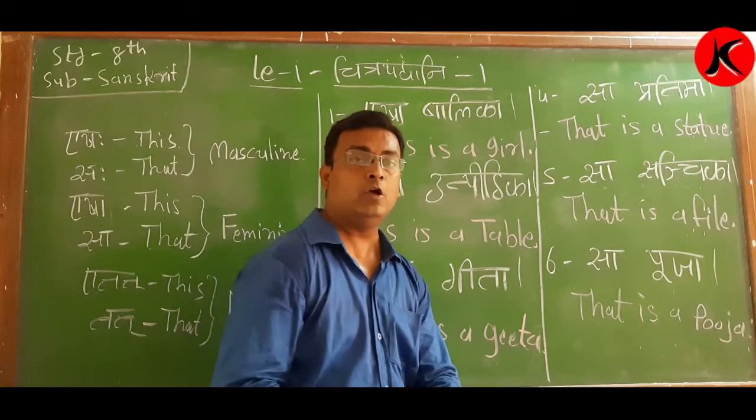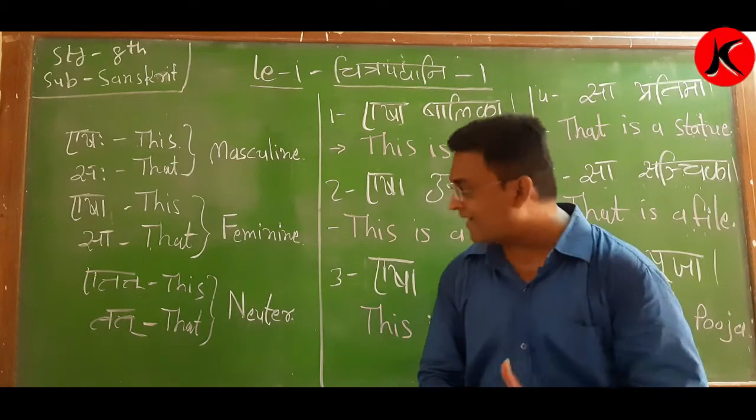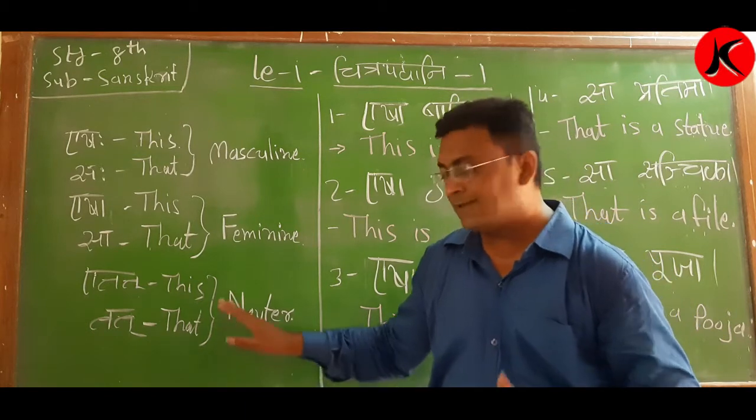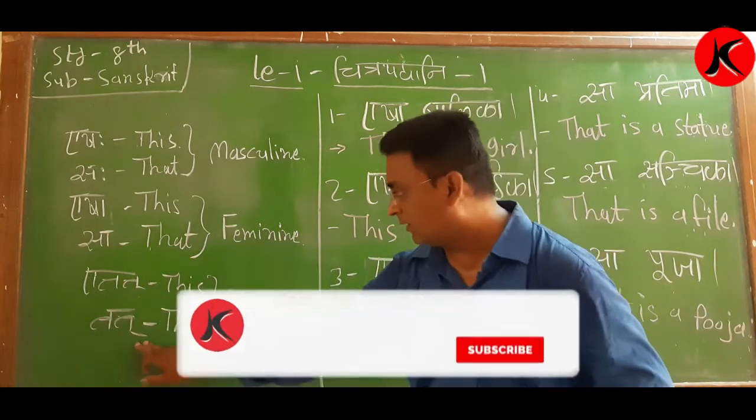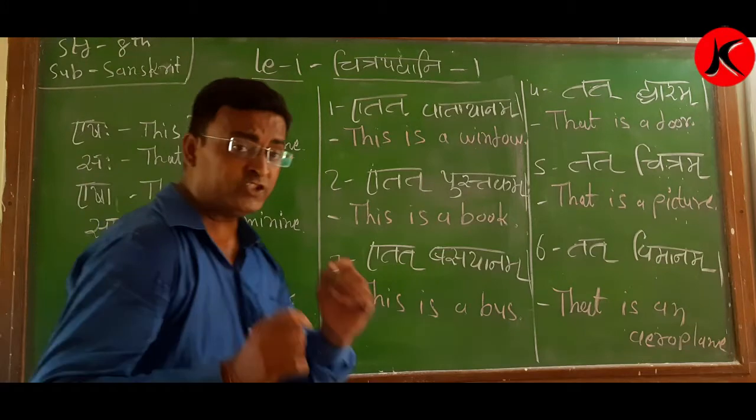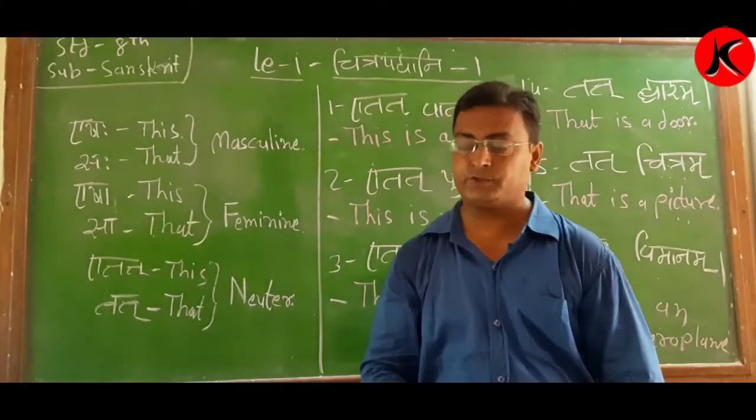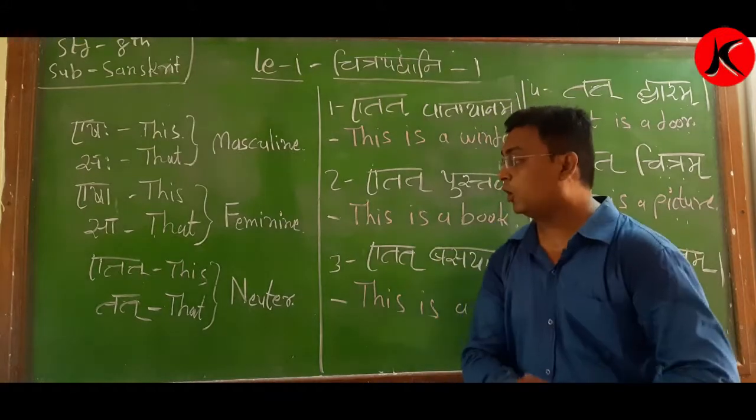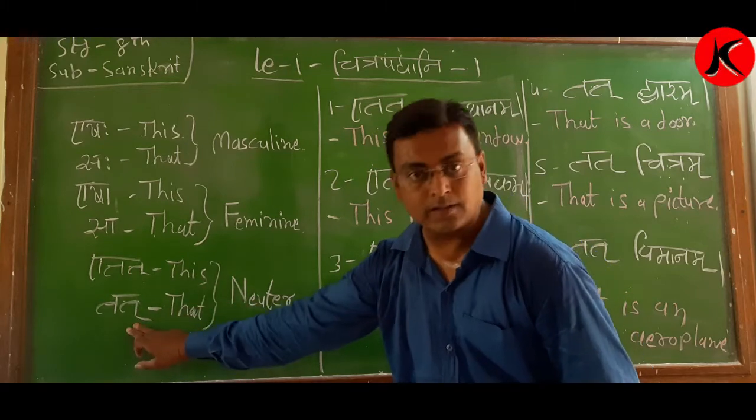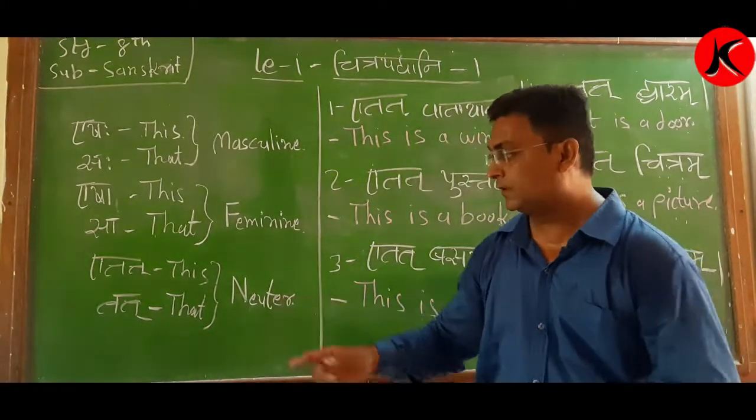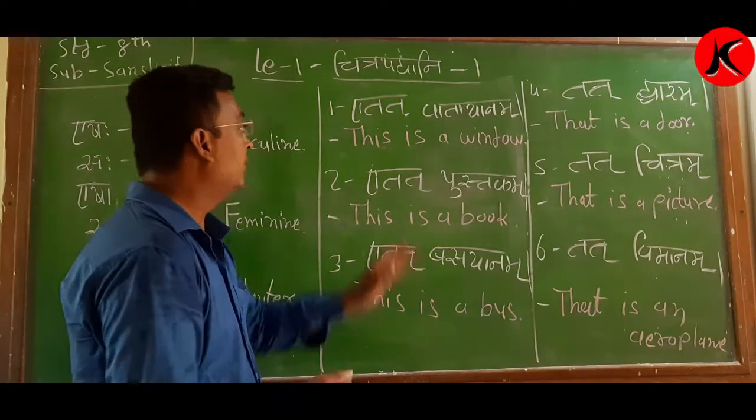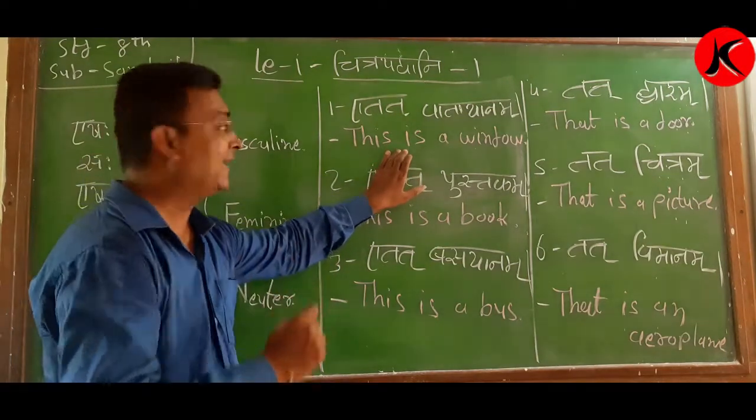Okay. Now we are seeing on the next page the forms of neuter. So that one is etata, tata, this and that, in the same way. Students, in Chitrapadani 1 on the third page, the forms of neuter. Etata, that means this. Tata, that means that. Okay. So now we see the picture and write the meaning. Here the meanings are there.